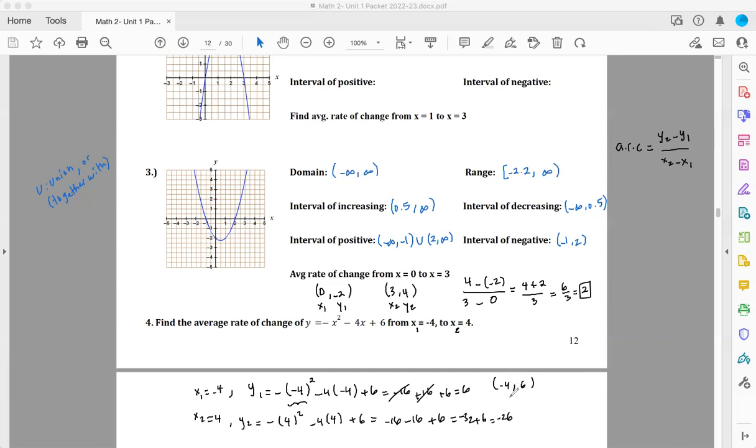So now you have your x1, y1, and you have your x2, y2. And all you have to do is apply the formula: y2 minus y1 divided by x2 minus x1, and x1 itself is -4. So this gives you -32 divided by 8, which is actually -4. And this is your average rate of change, ARC.